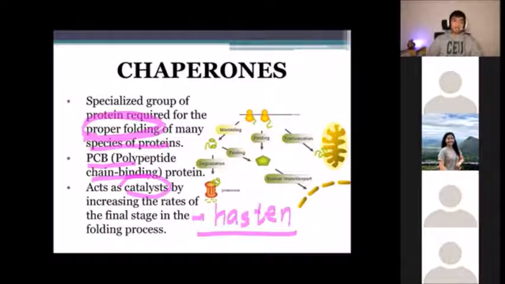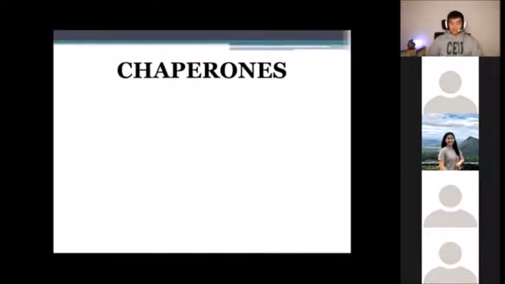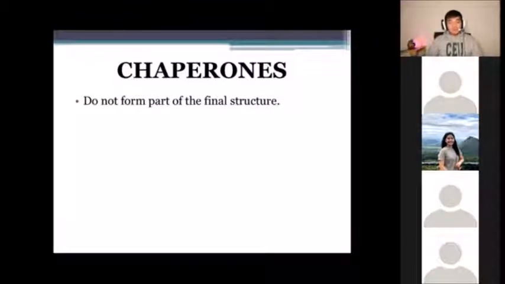Pag-hasten? Pinapabilis, that's good. So they can hasten, pinapabilis nila ang rate of chemical reaction. So that's the role of chaperones. Now, ang chaperones ay martir. Bakit siya martir? Kasi ang chaperones, sumasama lang siya sa journey pero hindi sa final destination. Anong ibig sabihin yan? Pag kailangan siya, nakasunod siya.